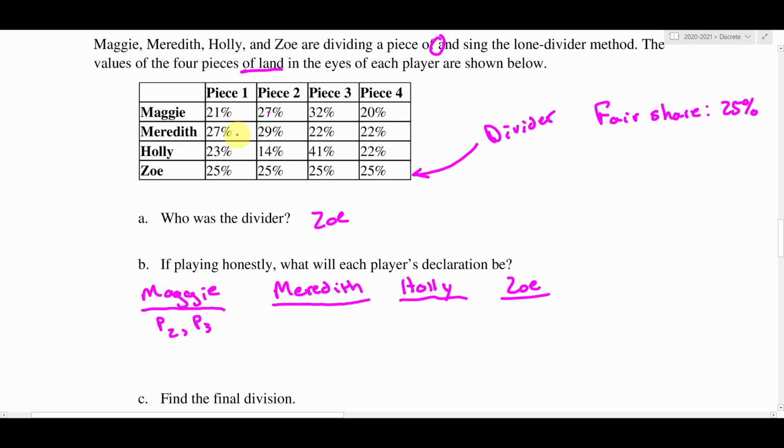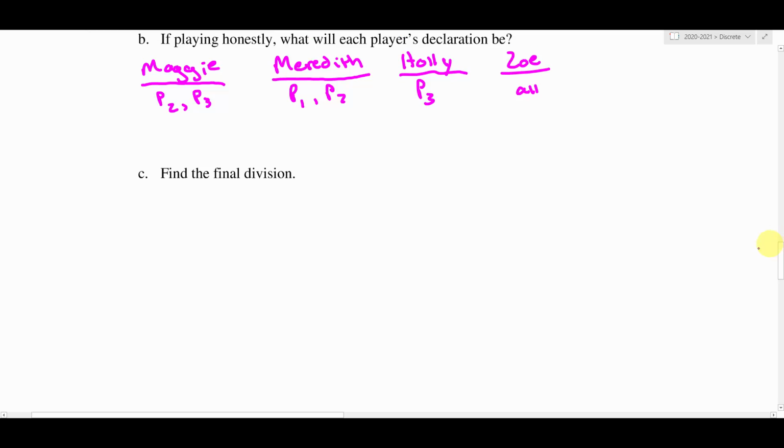Meredith is going to be happy with piece 1, piece 2, and that's it. Holly will be happy with piece 3, and that's it. And then Zoe's going to be happy with all of them because she was the divider. Okay? And then we find the final division. So this is when we do the assignments, right? I'm going to make some columns again just to keep things organized.